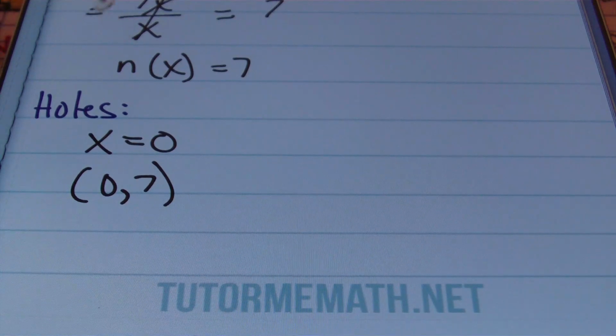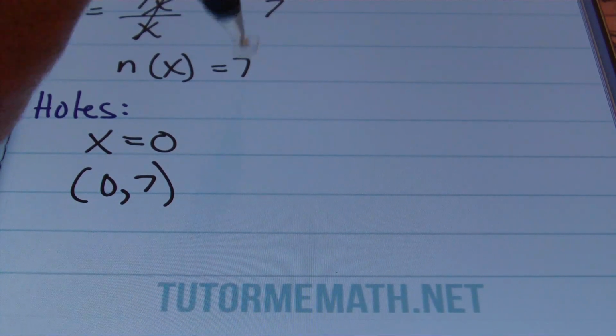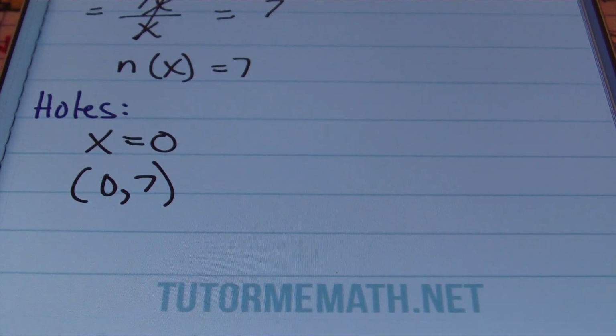And mind you, notice that the format of this simplified equation, n of x equals 7, is just going to be a horizontal line. It's going to be a horizontal line that has a hole at the point (0, 7). So let's go ahead and graph it.